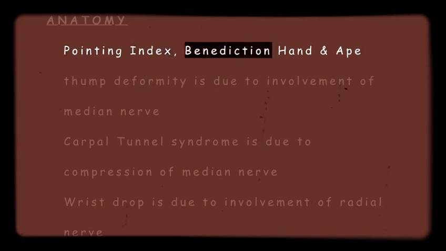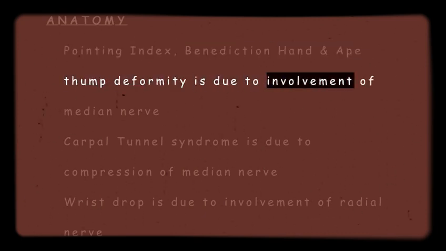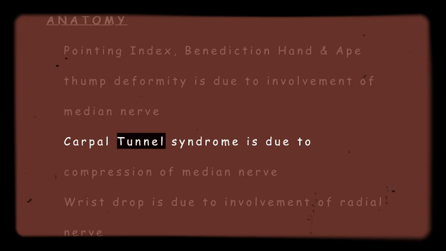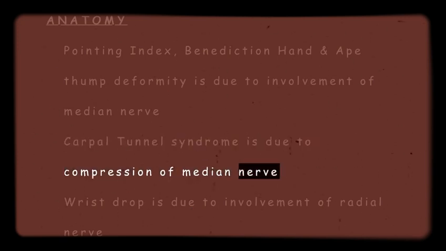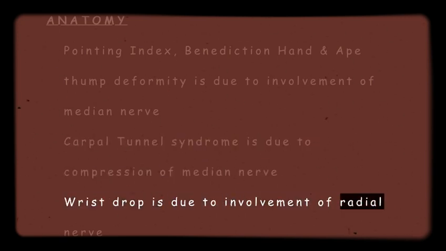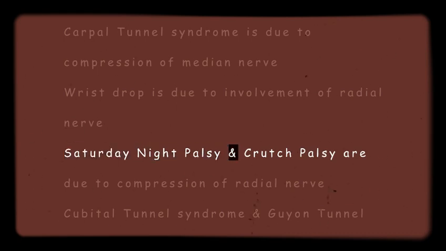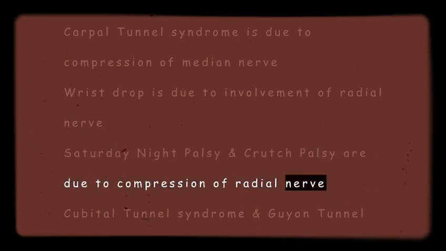Pointing index, benediction hand, and ape thumb deformity are due to involvement of the median nerve. Carpal tunnel syndrome is due to compression of the median nerve. Wrist drop is due to involvement of the radial nerve. Saturday night palsy and crutch palsy are due to compression of the radial nerve.